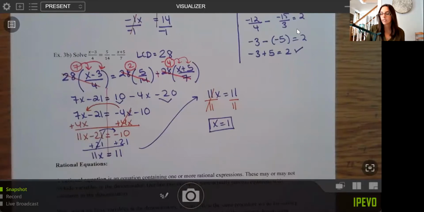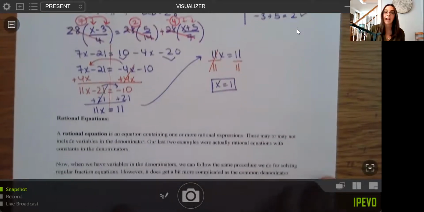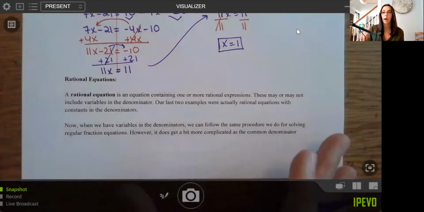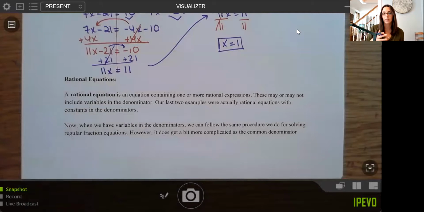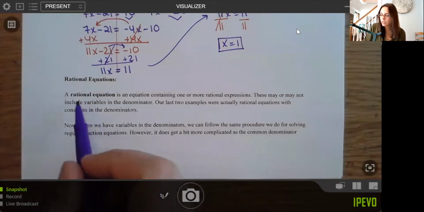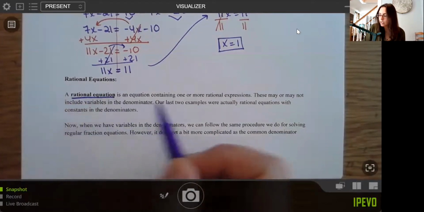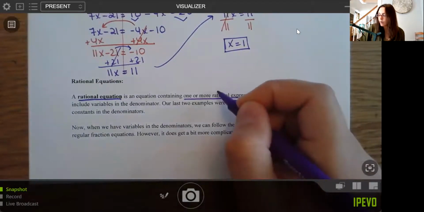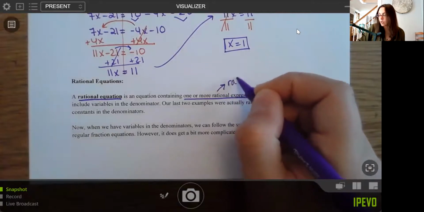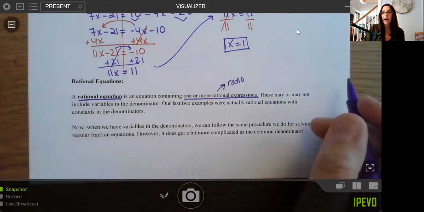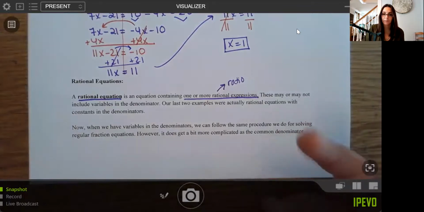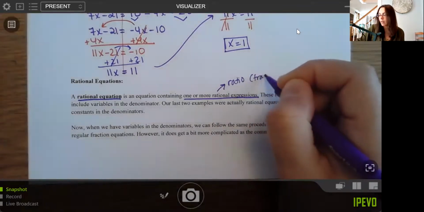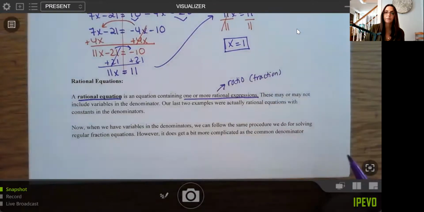Now, your fractions lead into something called rational equations, and we're going to be doing a lot more with rationals throughout the semester, so we're just going to introduce it today. But a rational equation is an equation containing one or more rational expressions. Now, think of that word rational. Rational means ratio, so you have some sort of fraction in your equation. Okay, so if you see rational expression, you really want to think there's a fraction there.